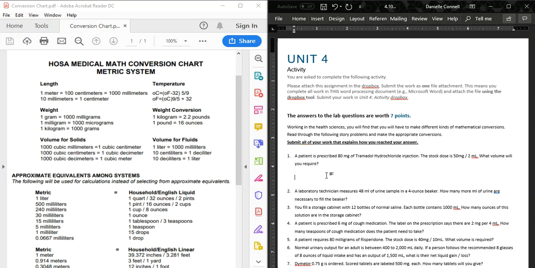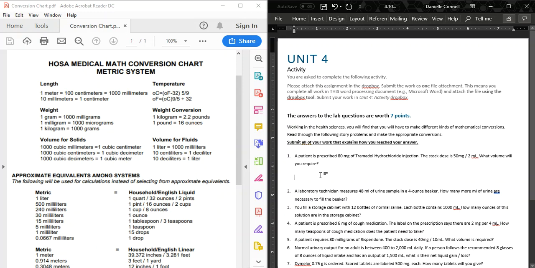A patient is prescribed 80 milligrams, a weight, of tramadol hydrochloride injection. The stock dose is 50 milligrams per 2 milliliters. What volume will you require? Well, milliliters is a unit of volume for fluids. So we need to convert our weight of what we are prescribed, given what we already have in stock, to figure out the volume that we require.